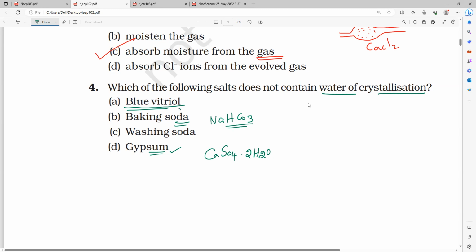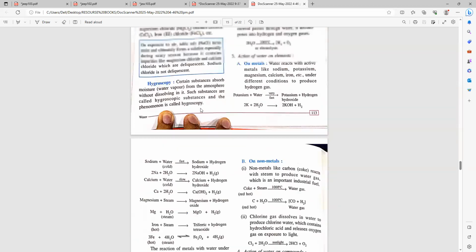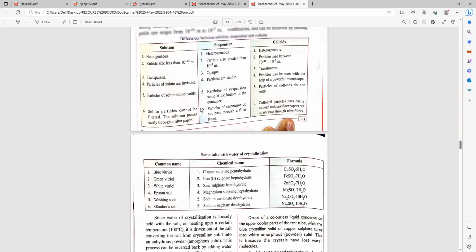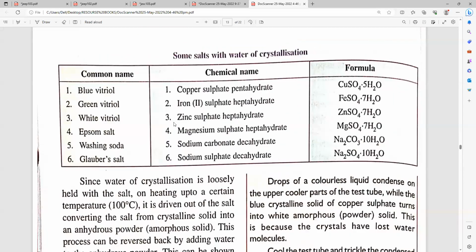Blue vitriol, you don't know. That also is in the tabular column I have given you. Do you remember everybody? The 7 salts I have given you in a tabular column. That is the tabular column which I always mention. Common names they will ask you. Sir, I don't know the common name. This is what is happening. That is the reason I told you many times, learn this tabular column without any mistake.